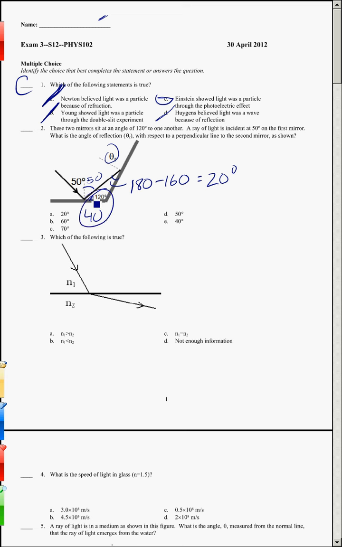And in a triangle you have 180 total degrees. So if that angle is 20 degrees, that means that this angle is 70 degrees, which means that the reflected angle is also 70 degrees. So the answer is C for number 2.